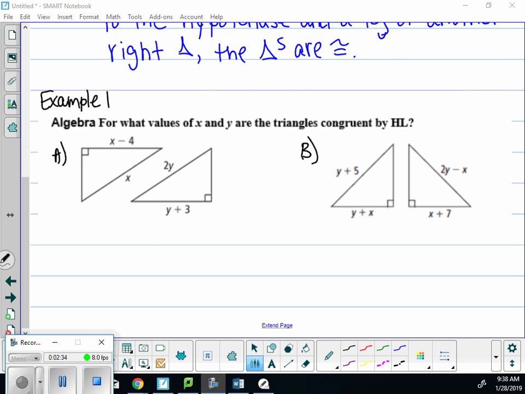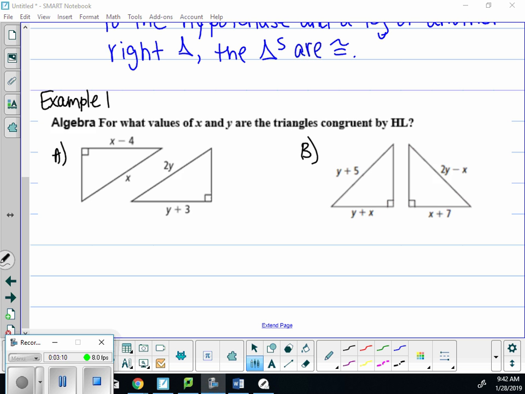This section is pretty short, really. It's just the one theorem that we introduced. So we're going to just do one example. And it is just using some algebra skills to figure out what values of x and y make the triangles congruent by hypotenuse leg. So what values of x and y make the triangles congruent by hypotenuse leg?